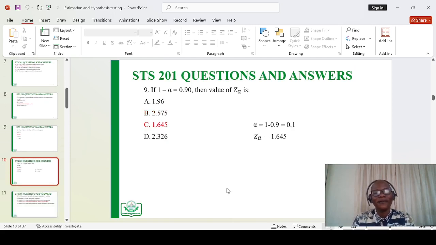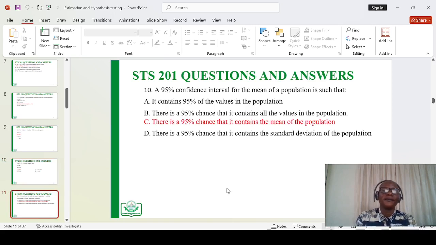If 1 minus alpha equals 0.9, then the value of Z alpha is what? First of all, check your alpha. That will go to 1 minus 0.9 and give us 0.1. So Z alpha from the statistical table, that's the standard normal table, we'll check it there. You have to go to 1.645. So the correct answer here is C, 1.645.